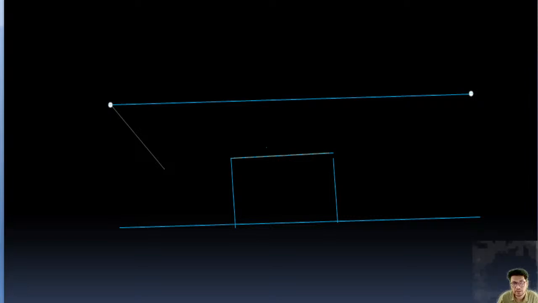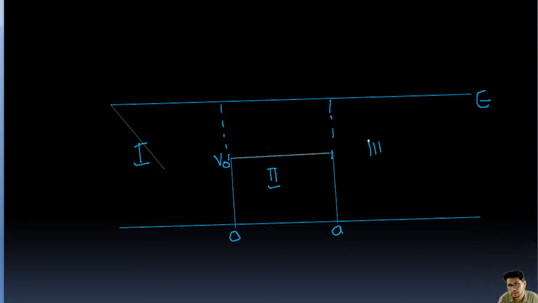Let me just write. This is 0. This is the width of the rectangular barrier, and this is the height of the rectangular barrier. Okay, like this. Here we can clearly see in the figure that energy is greater than V naught. So this is region first, this is region second, and this is region third.